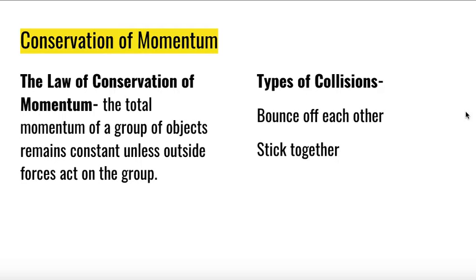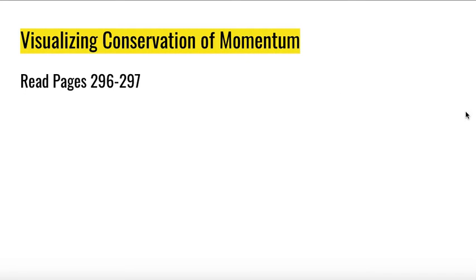Objects can collide with each other in different ways. Figure 14 shows two examples. Sometimes objects will bounce off each other, like the bowling ball and the bowling pins. In other collisions, objects will collide and stick to each other, as when a football player tries to tackle another. To visualize this, we're going to take a look at pages 296 and 297.